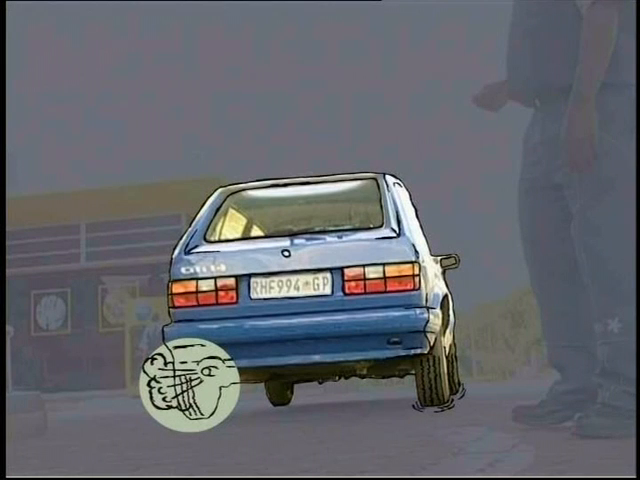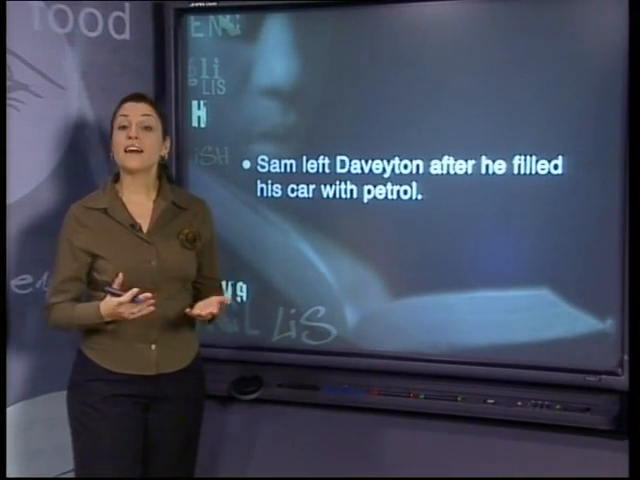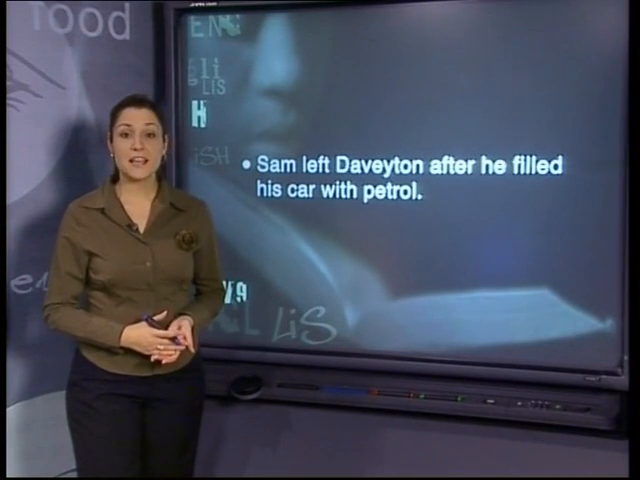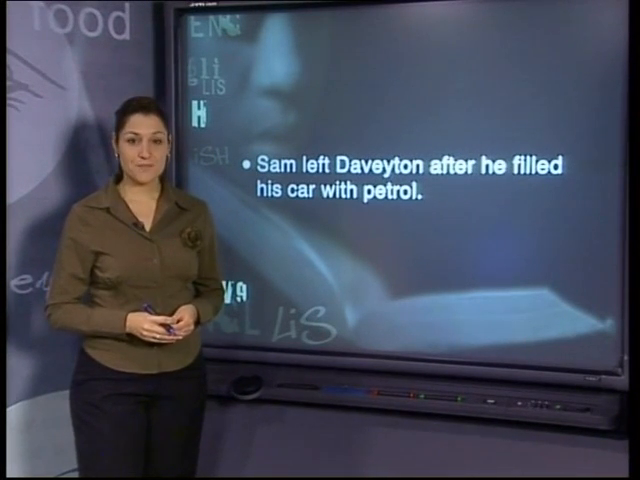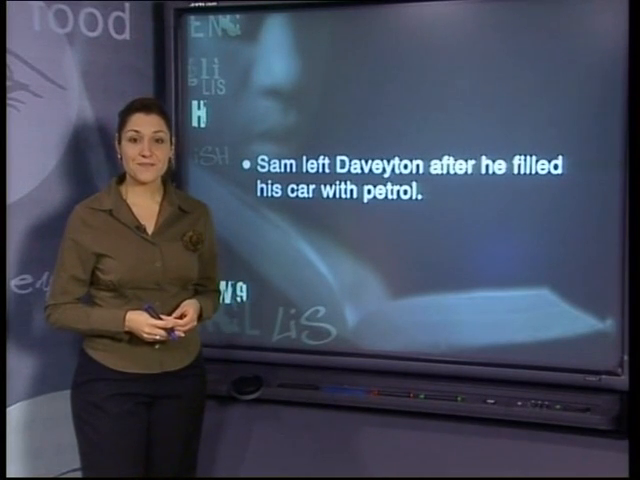Our focus today is on adverbial clauses. Remember that I said an adverb explains more about the verb. Well, so does the adverbial clause. Here is a sentence. Sam left Davidton after he filled his car with petrol. Now what do we do first? We find the clauses. And how do we find the clauses? We look for the verbs, the finite verbs, those that have a tense and a subject. So, where are the finite verbs in this sentence?